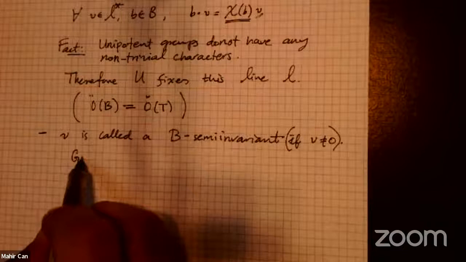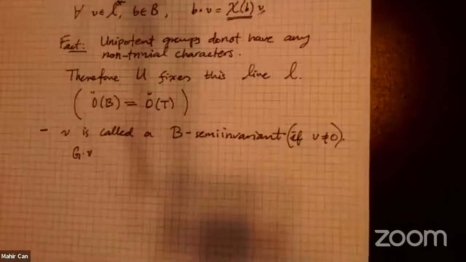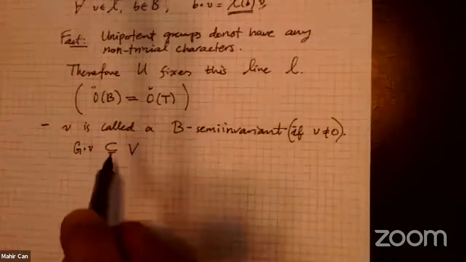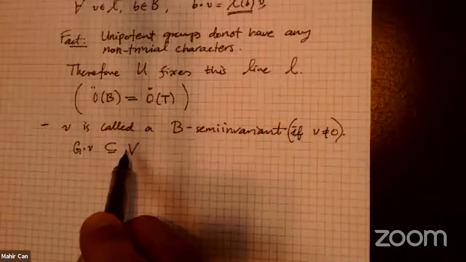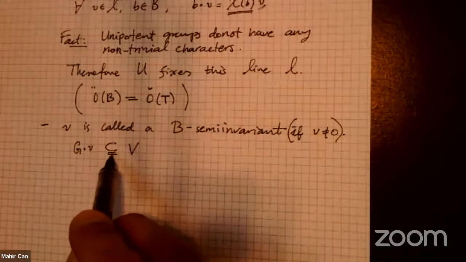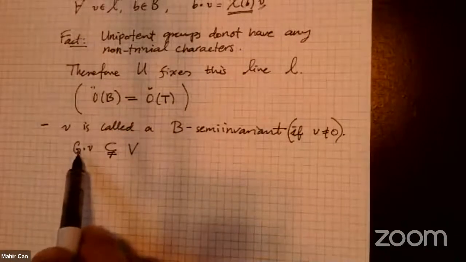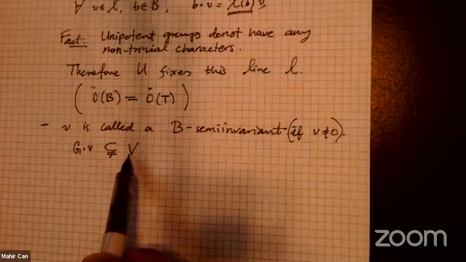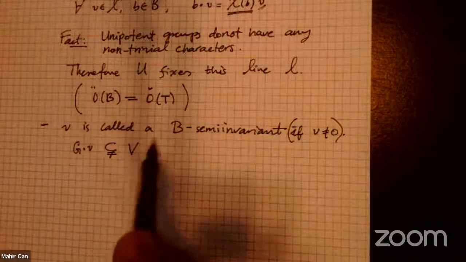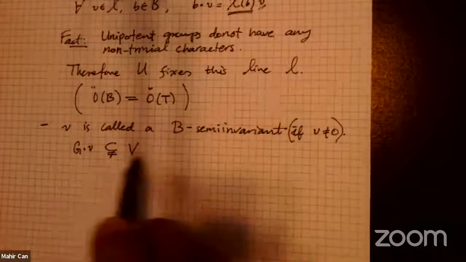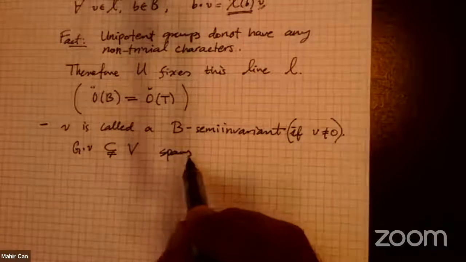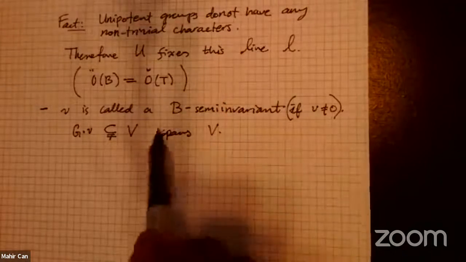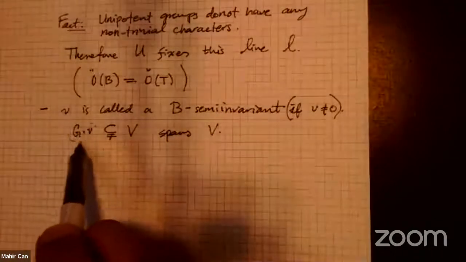If I hit this vector V by G, this orbit in V cannot be properly contained in any subspace of V. Otherwise, V wouldn't be irreducible. So this has to span the whole V. It is actually the span of this thing is the whole thing.